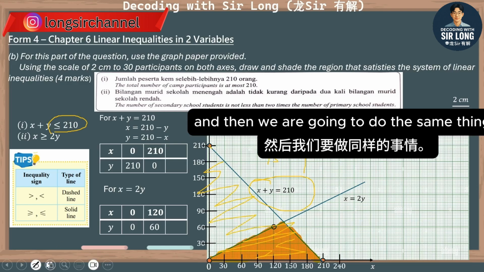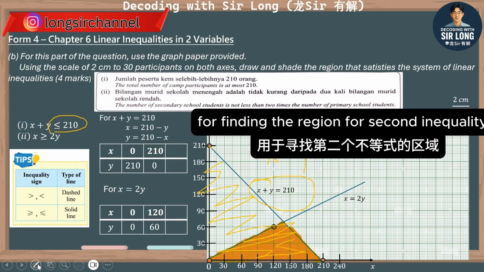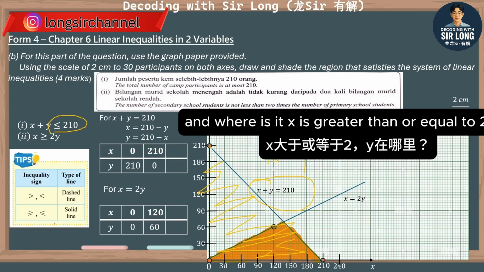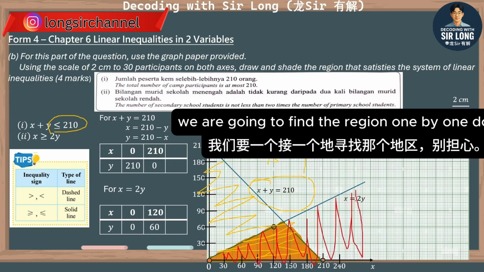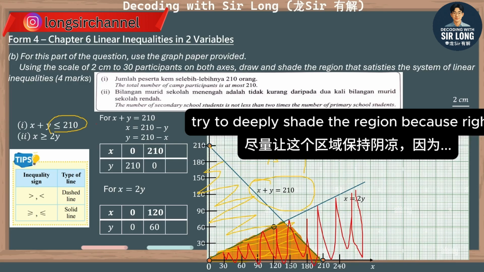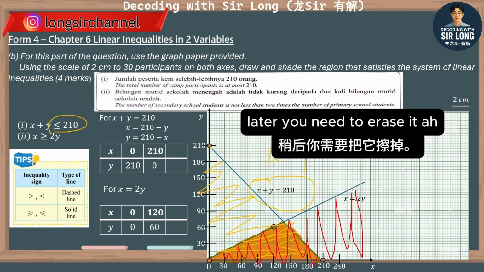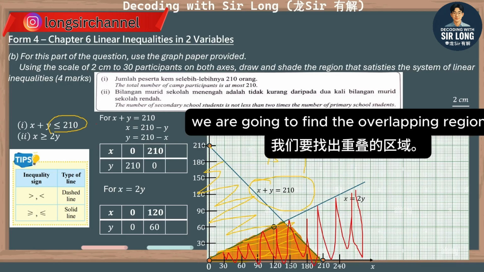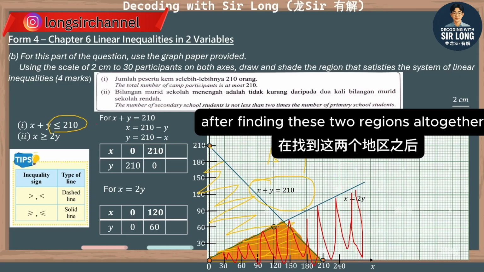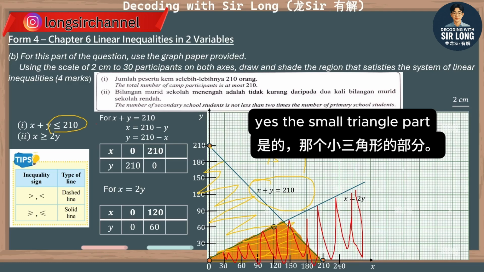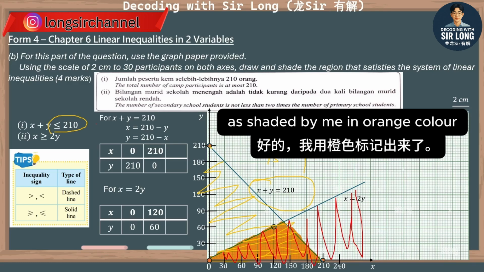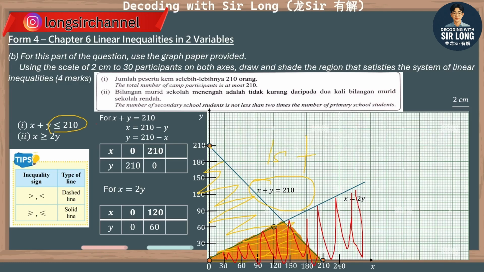And then we are going to do the same thing for finding the region for the second inequality. And where is it? s is greater than or equal to 2y. Therefore, it must be here. Remember, we are going to find the region one by one. Don't try to deeply shade the region, because later you need to erase it. We are going to find the overlapping region after finding these two regions all together. So which part is considered the overlapping region? Yes, the small triangle part, as shaded by me in orange color. So this is the way we find the final answer.